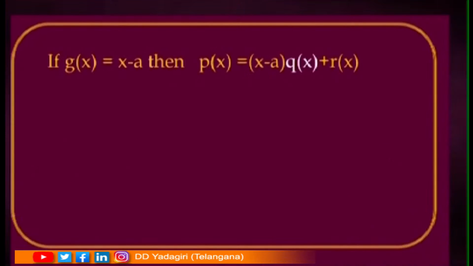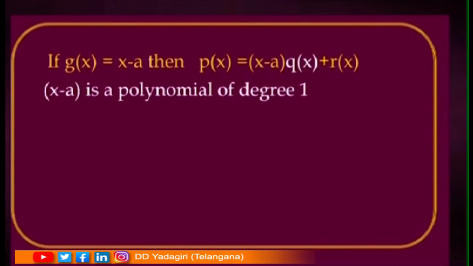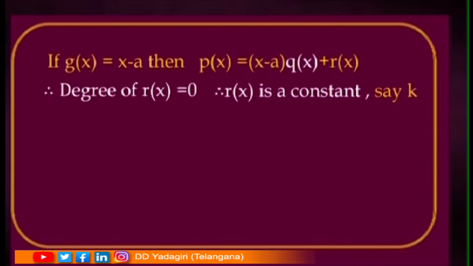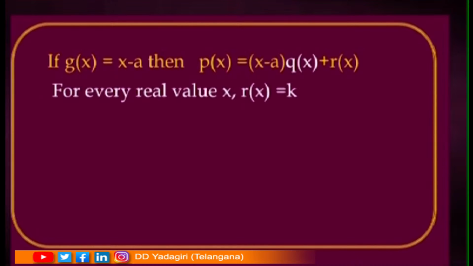So if you take g of x as x minus a, then you can say P of x is equal to x minus a into Q of x plus R of x. So you can say x minus a is a polynomial of degree 1. So you see this is a linear polynomial. So the degree of x minus a is 1. So the degree of R of x should be equal to 0. So you can say R of x is a constant. You can take R of x as k. So take for every real number x, R of x is equal to k.